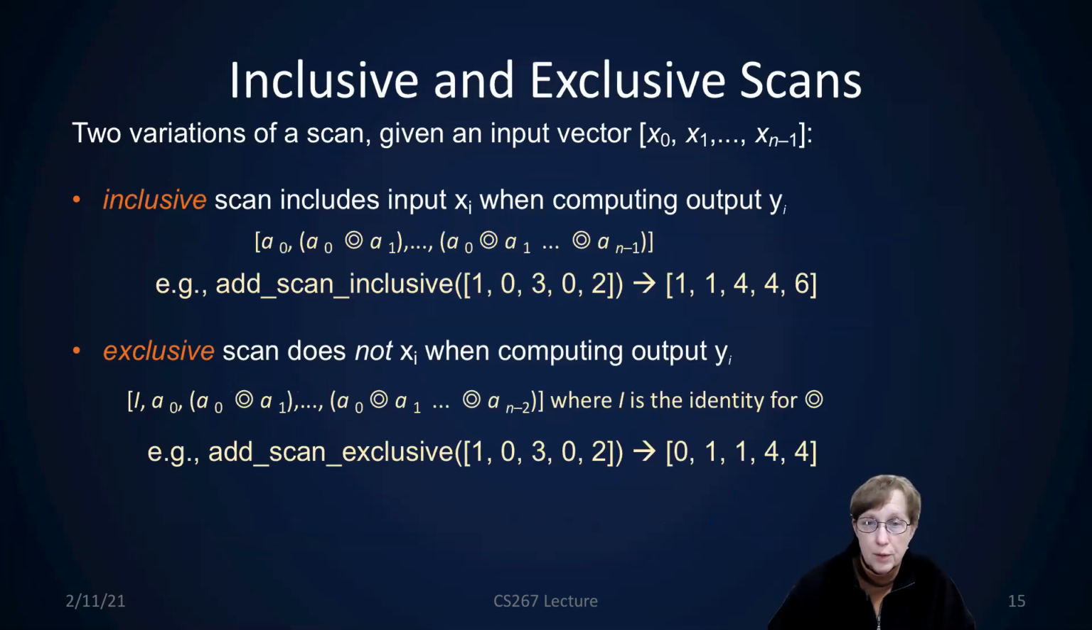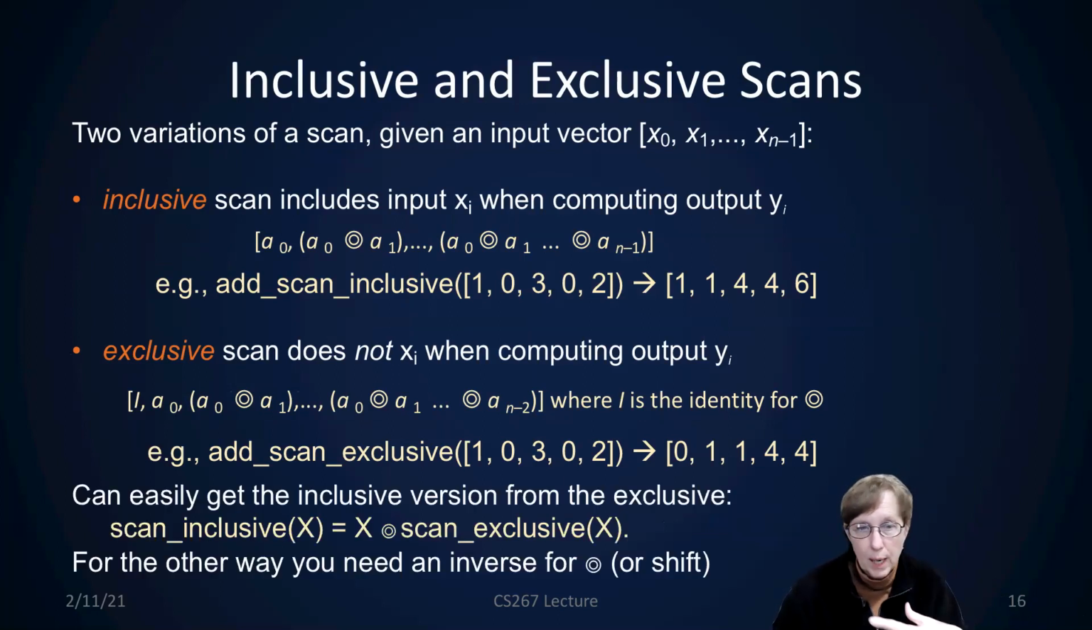There are both inclusive and exclusive versions of these. I won't read through the notation here, but again, this little circle just indicates that it can be done on an arbitrary set of operators as long as they're associative. The inclusive scan includes the element at that position when adding up all the elements to the left, whereas the exclusive one only adds up the elements to the left, but doesn't include the one at this position as the output.